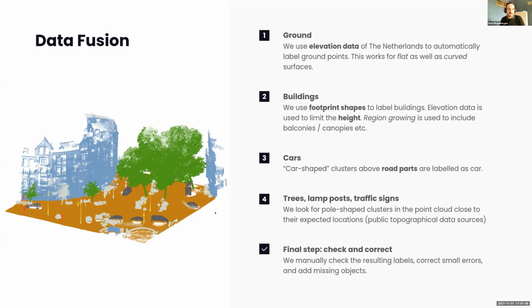And just to give you an idea, manually labeling this complete point cloud tile from scratch would take about an hour, maybe an hour and a half, depending on the complexity. In our approach, the automatic labeling takes around half a minute, and the final step to check and correct manually to make sure that the data is accurate takes another 5 minutes. So we have a huge reduction in manual labor required to label these point cloud tiles.